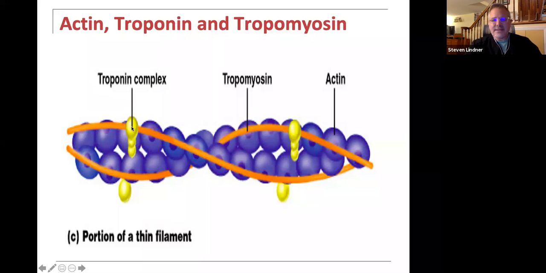Think of troponin as a staple, and it is holding tropomyosin in place. As long as these staples are here, as long as troponin is there, it's holding tropomyosin in place, and it's actually blocking the binding sites. If these binding sites were not blocked, if they were open and exposed, the binding site or the active site is the actual location where myosin heads can bind to create the contraction. But in this case, they're blocked, they're not exposed.